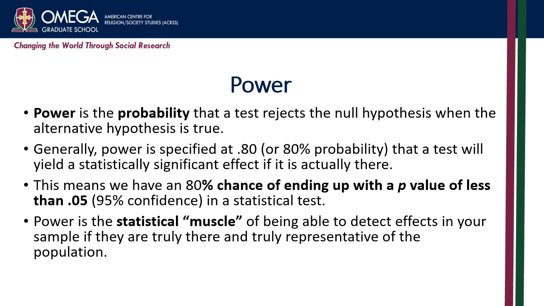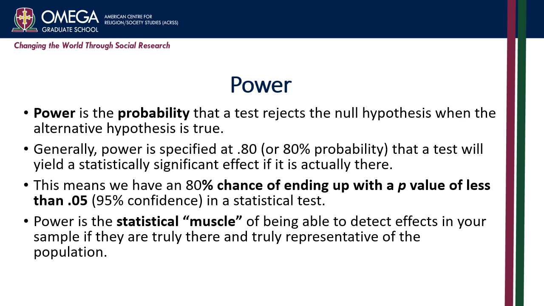So in other words, if we know that there is a statistically significant effect in the question we're asking, in the hypothesis we're posing, the null hypothesis we're testing, we need to know that 80% of the time it's going to find that effect and find a statistically significant p-value less than 0.05 if it's actually there. This means we have an 80% chance of ending up with a p-value of less than 0.05, and that is 95% confidence in a statistical test.